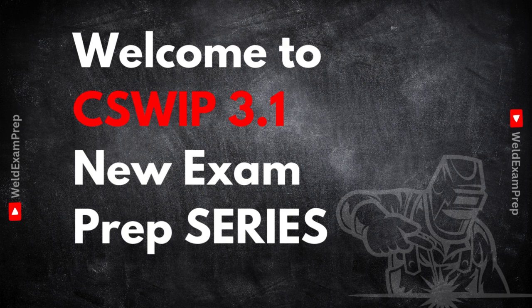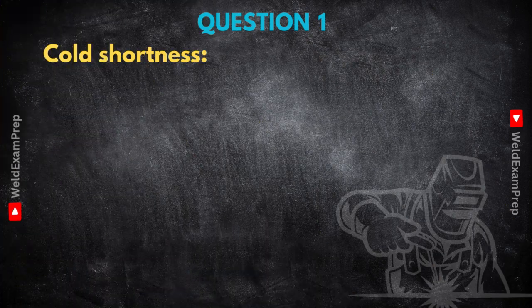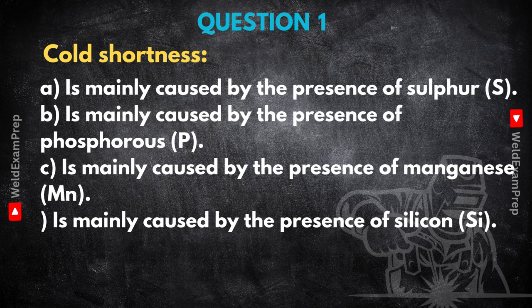Let's do it. First up, a question about material science. It asks, cold shortness: A, is mainly caused by the presence of sulfur, S; B, is mainly caused by the presence of phosphorus, P; C, is mainly caused by the presence of manganese, Mn; or D, is mainly caused by the presence of silicon, Si. What's the verdict? For this one, the correct answer is B, is mainly caused by the presence of phosphorus.